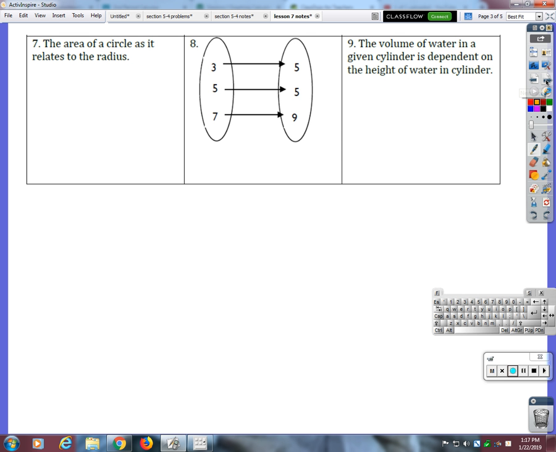Okay, next one. The area of a circle as it relates to the radius. What do you input first? What are you usually given first? Yeah, the radius. So the radius is the independent, and the area is the dependent, because you figure out the circle's area by knowing what the radius is.